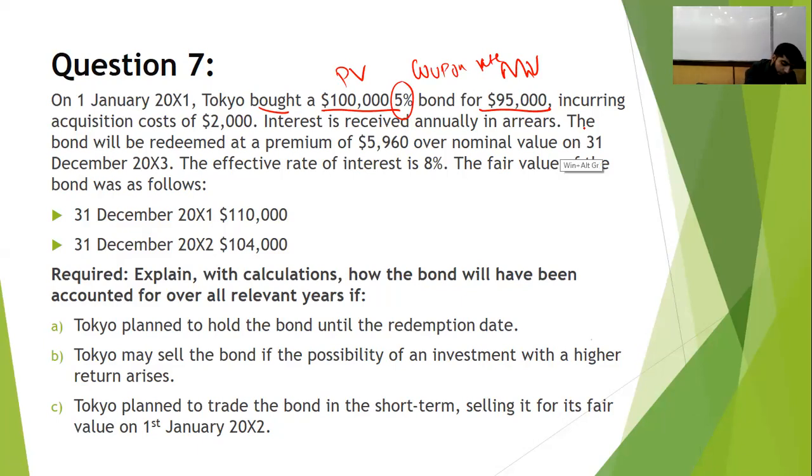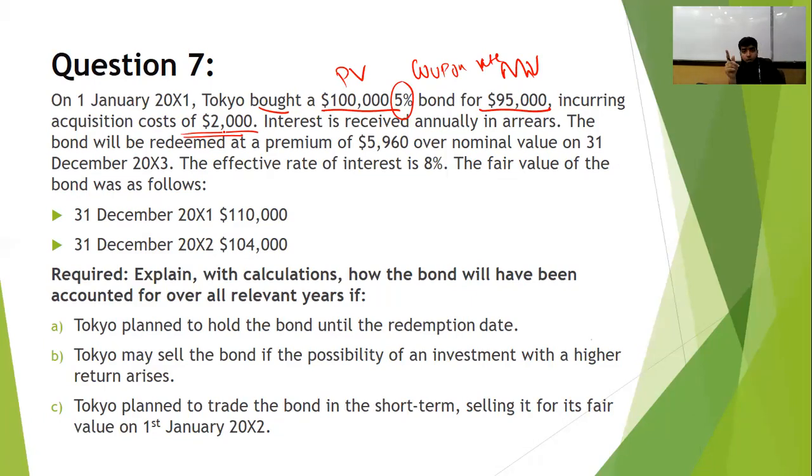Again, let's move on. Incurring an acquisition cost of $2,000. What is that $2,000? Can you please let me know? That is the transaction cost.